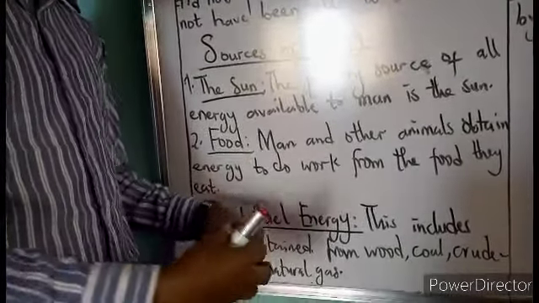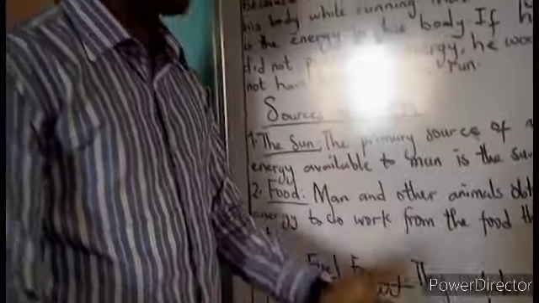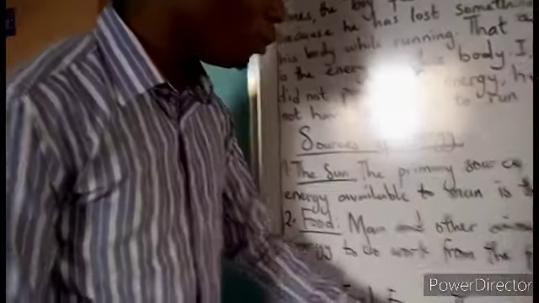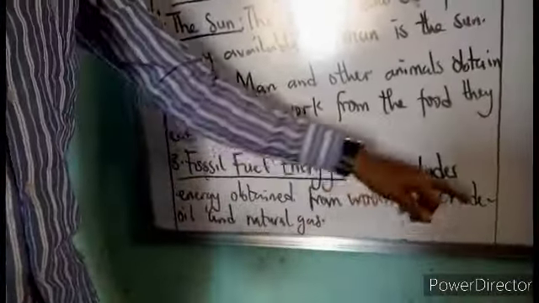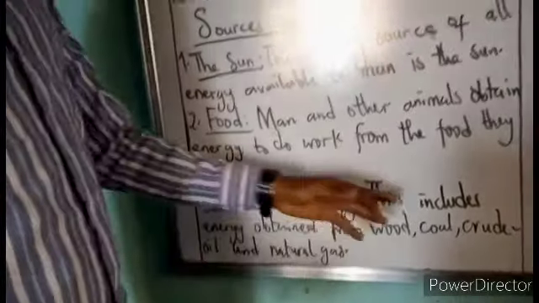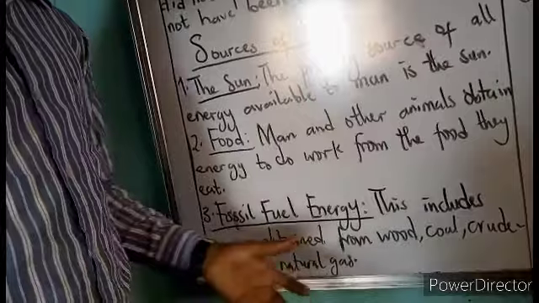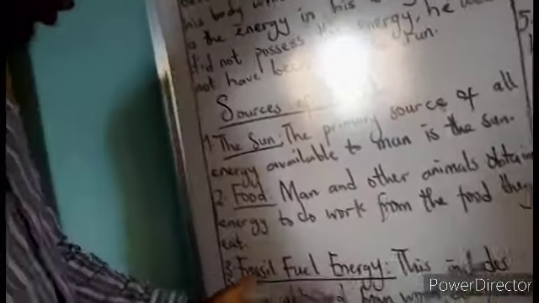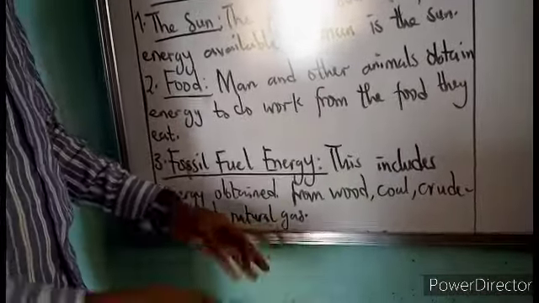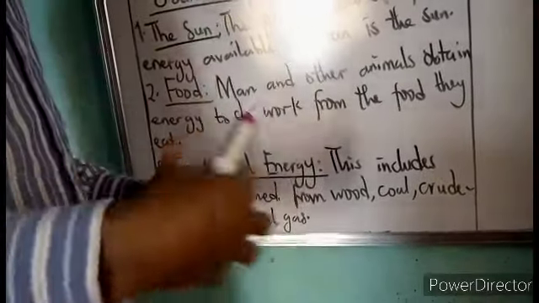So that energy is used to warm up my body at that point in time. So we get energy from wood, from coal, from crude oil. For example, we use crude oil like petroleum, diesel to power our generator. These are examples of energy we use. And natural gas, this natural gas is used to fill your cylinder, the one used to cook in your kitchen.